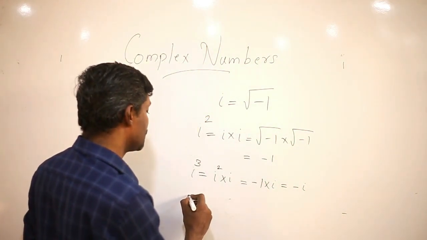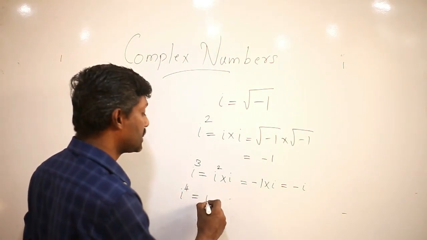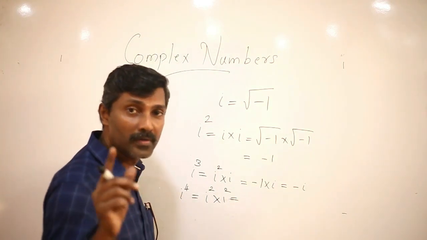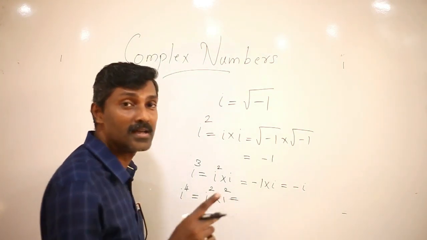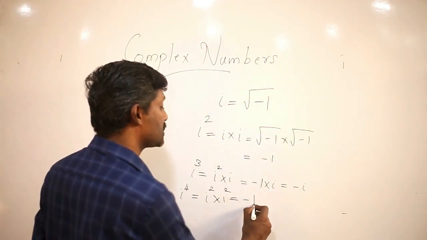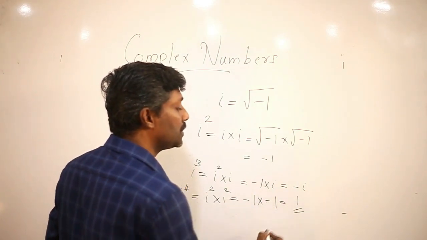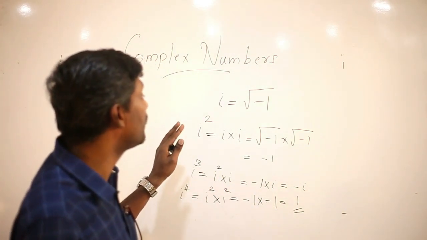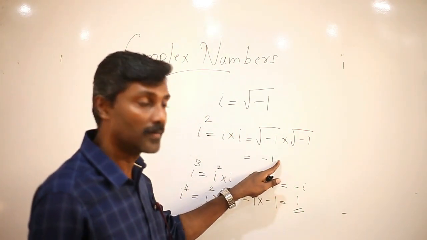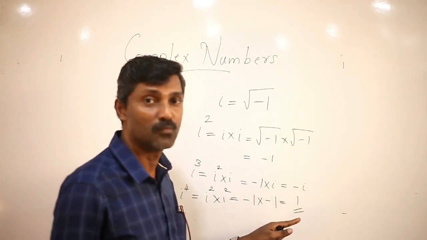And what about i raised to 4? i raised to 4 we can write as i square into i square. We already know i square is minus 1. So we can write this as minus 1 into minus 1, which is plus 1. So you need to memorize all these values: i is root of minus 1, i square is minus 1, i cube is minus i, and i raised to 4 is 1.